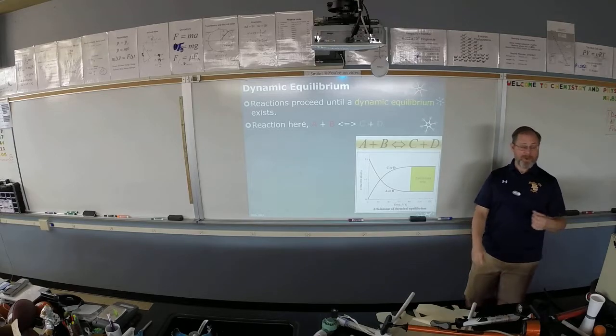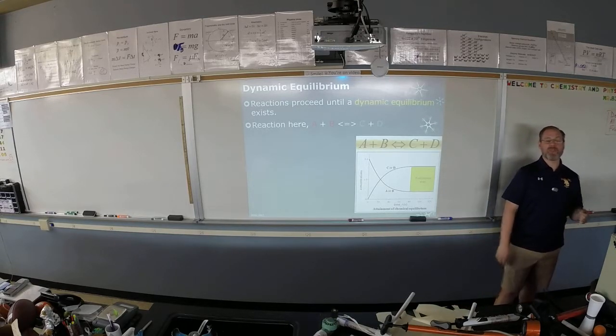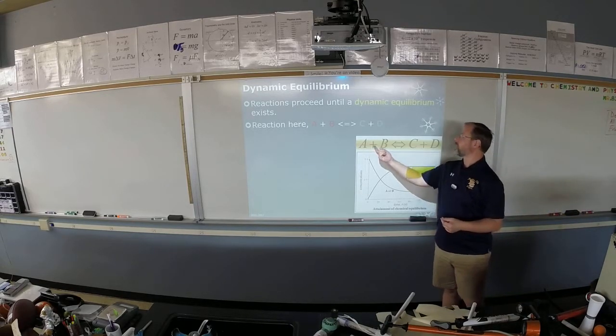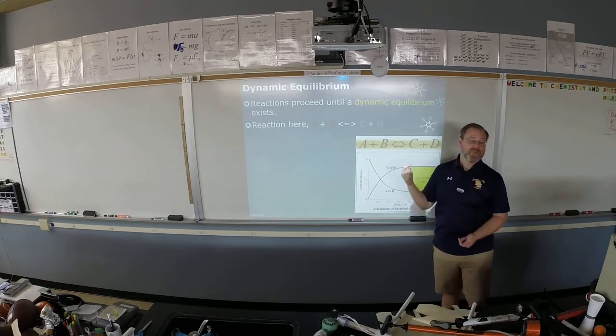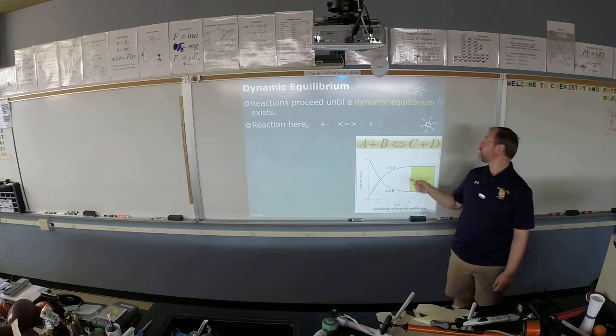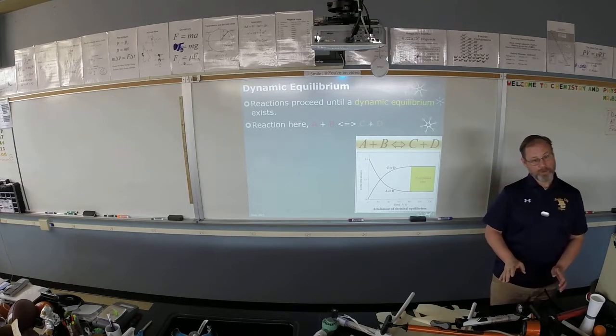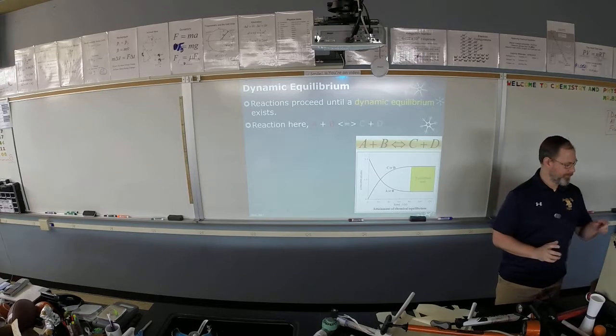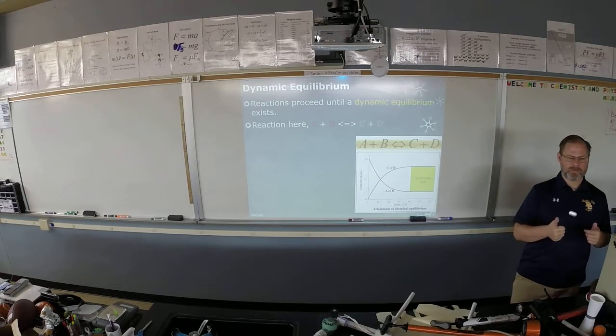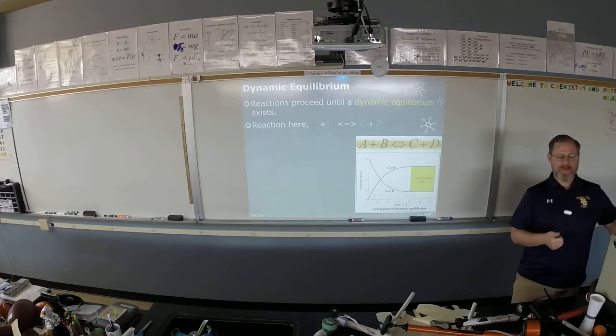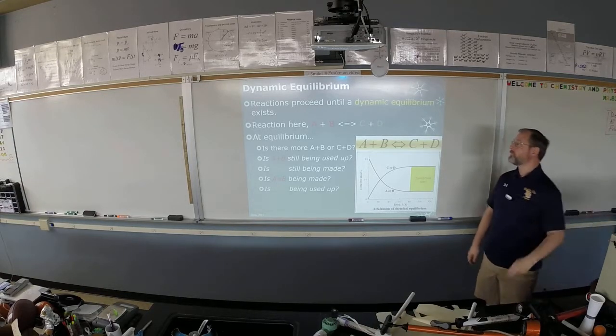So at equilibrium, all we know is that the rate of the forward reaction, AB becoming CD, is equal to the rate of the reverse reaction, CD becoming AB. We know nothing about the concentrations. We'll use numbers to get those later. Okay? Give me a thumbs up if you understand this. Okay. In that case, answer these questions.